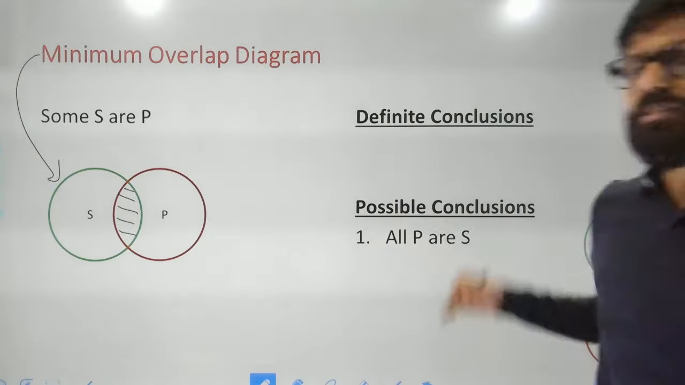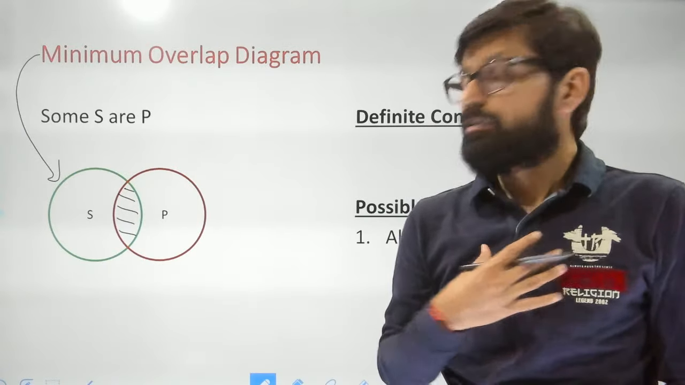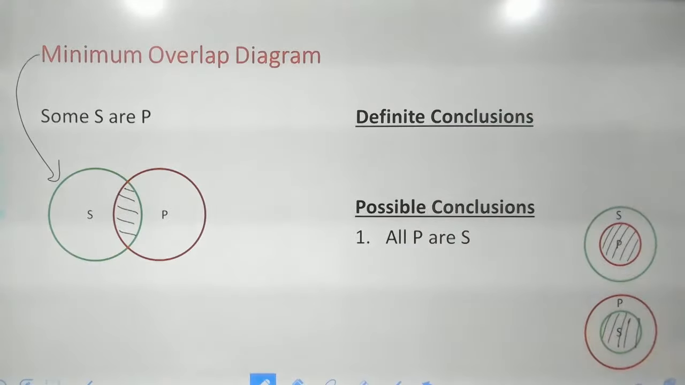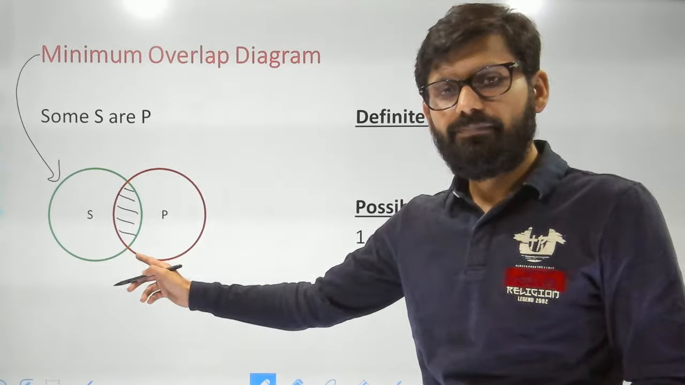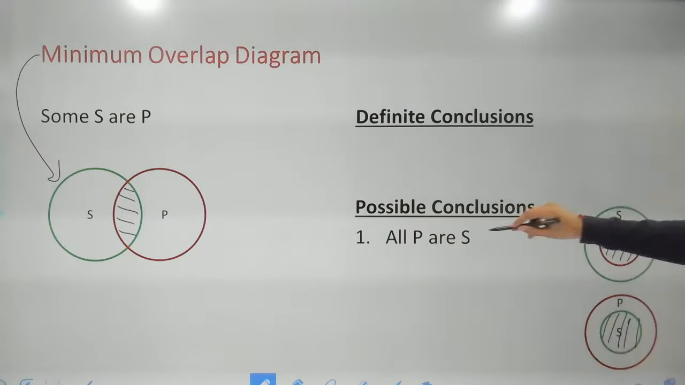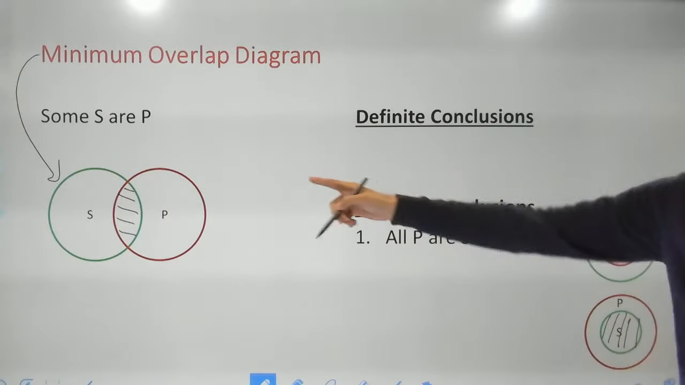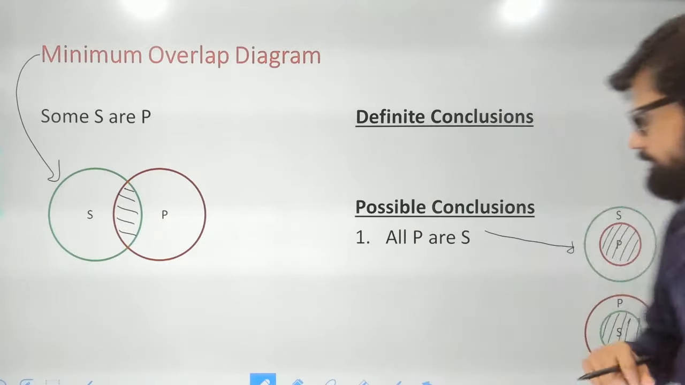Now again, which of the three is the best diagram? We can't say. We don't know which is true. All three are possible. But when we are solving the questions, we are drawing this diagram. Now let's look at the possible conclusions. The first one is all PRS. It follows in this diagram, but it does not follow in the other two diagrams. So therefore it becomes a possible conclusion.